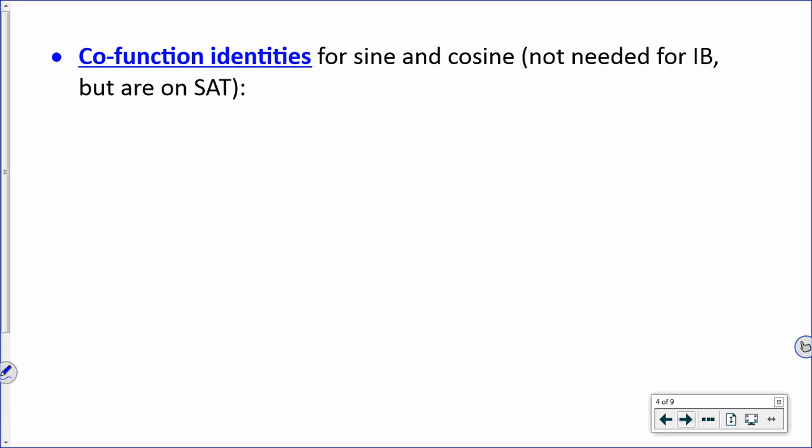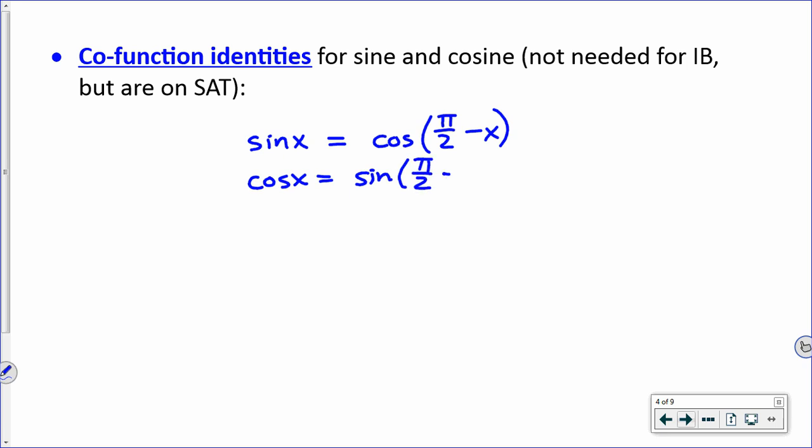Cofunction identities for sine and cosine. These aren't really used in IB. They are common on the SAT. And the concept behind them we have talked about in IB, like when we did triangles, when we did waves. What they are is the fact that sine x is equal to the cosine of 90 minus x, 90 minus that same angle. And cosine x equals sine of 90 minus that same angle x.